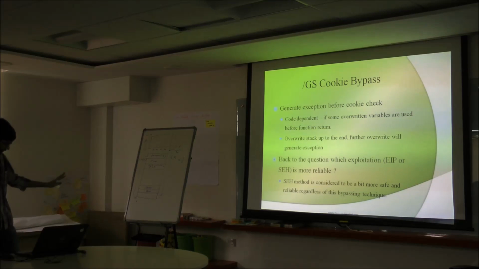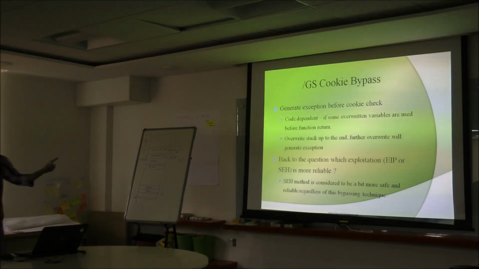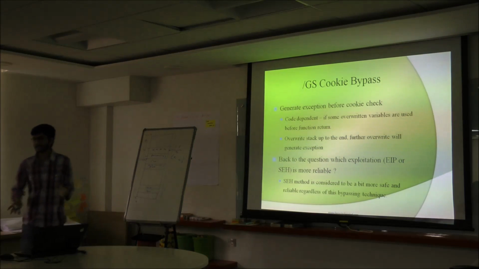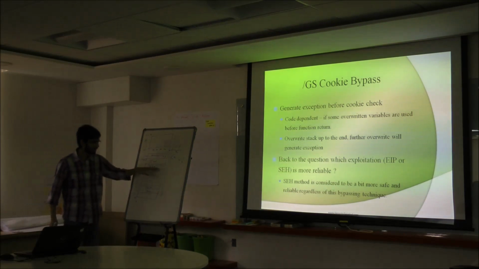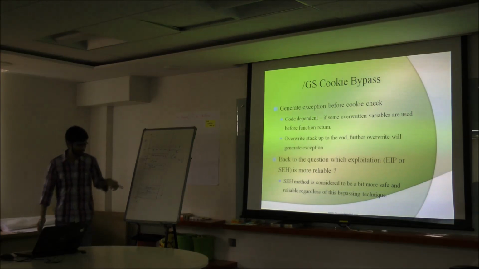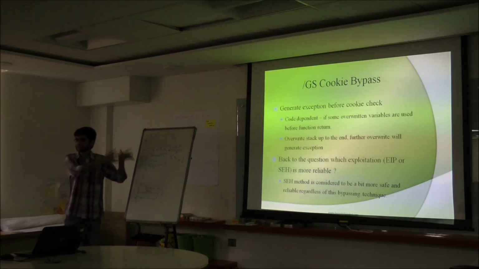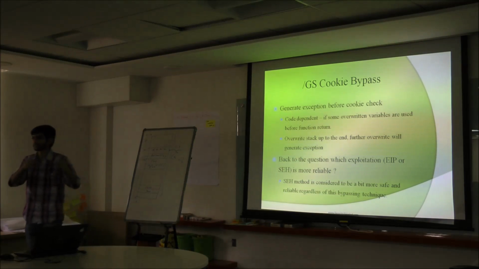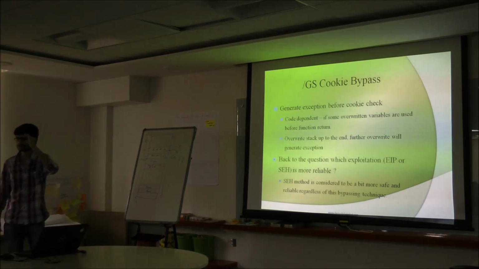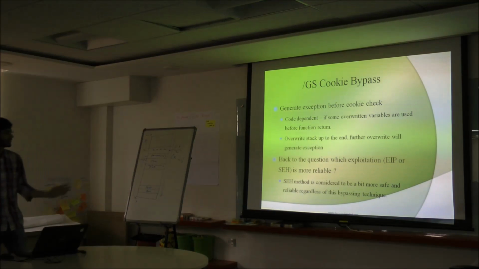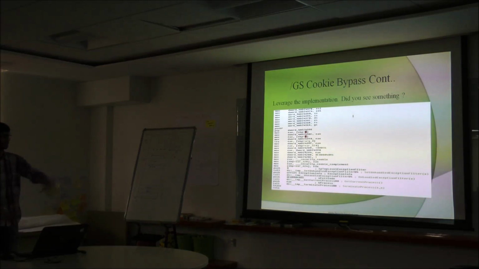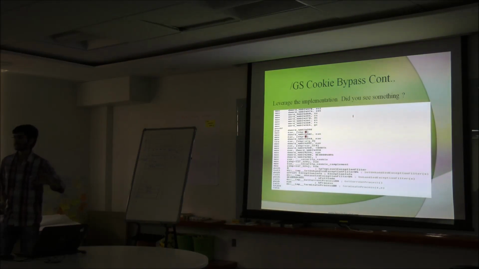So now the question that I asked in the previous slides is: which one is more reliable? The idea is it doesn't matter whether you get a read overwrite or a write overwrite. If you get both, then it's preferable to go with this, because it doesn't matter what type of exception or what type of thing happens. You will land in this area and execute this. So this is the GS cookie bypass, and these are the two traditional methods that we basically use.